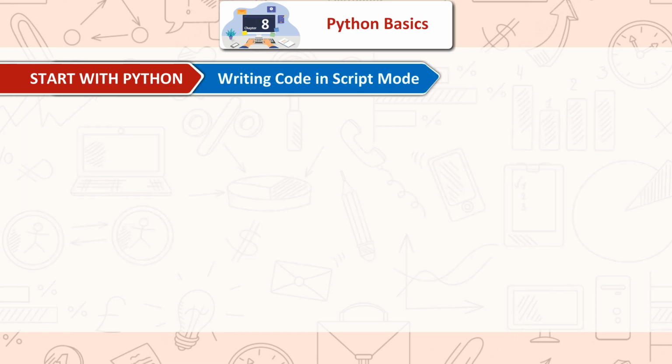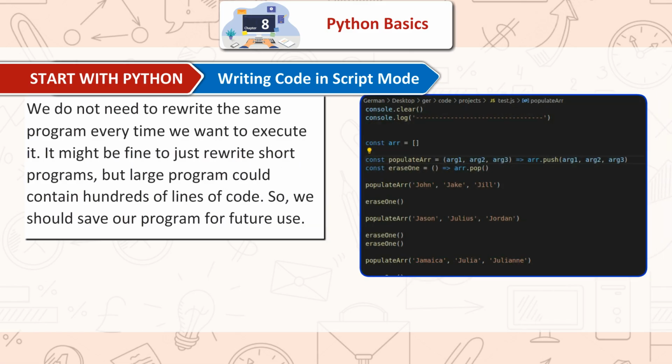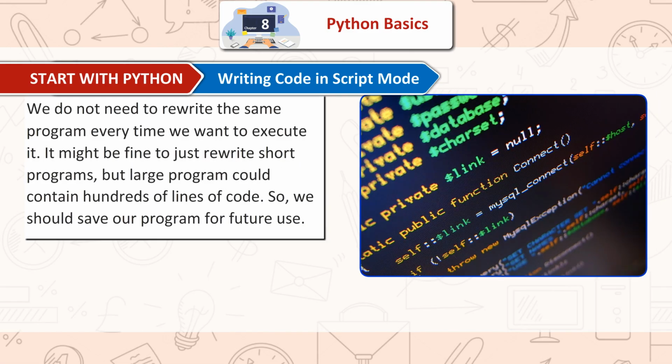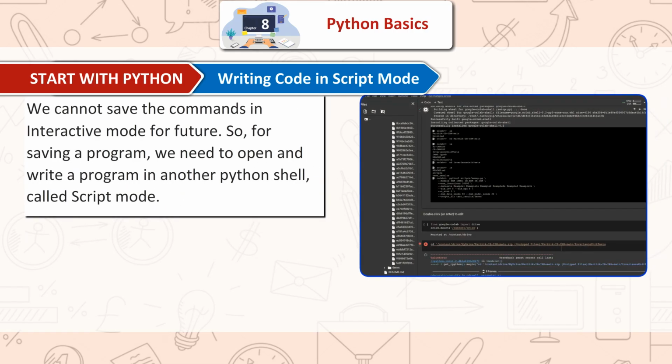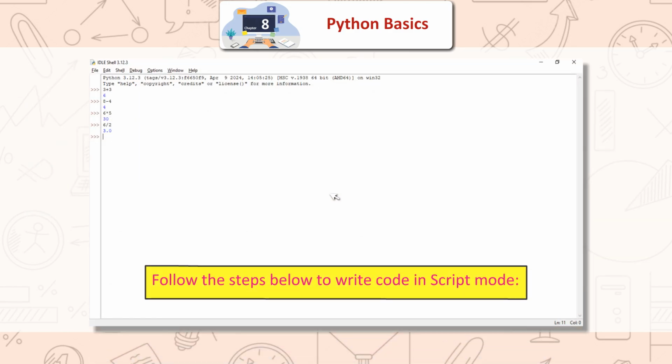Writing code in script mode. We do not need to rewrite the same program every time we want to execute it. It might be fine to just rewrite short programs, but a large program could contain hundreds of lines of code. So we should save our program for future use. We cannot save the commands in interactive mode for future. So for saving a program, we need to open and write a program in another Python shell called script mode.